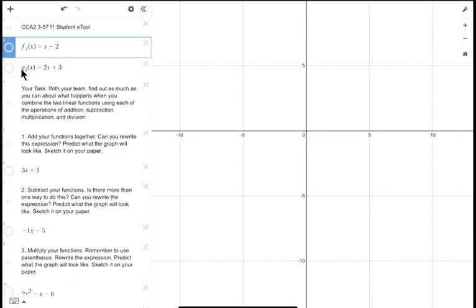Why won't it do it? There we go. That was our f of x, and we see that f of x crosses the axes at -2, and it has a slope of 1. Up 1, over 1, slope of 1. Right?